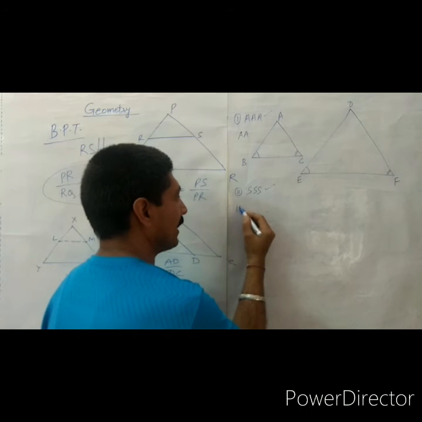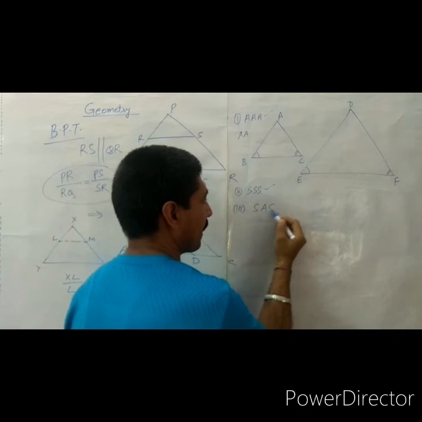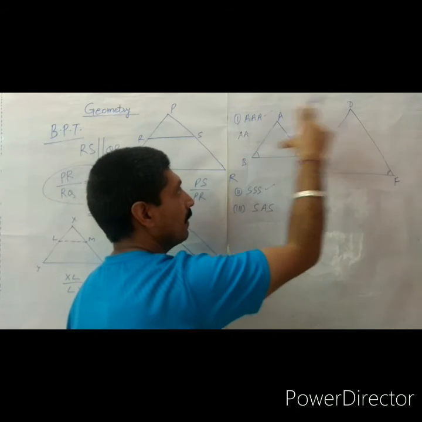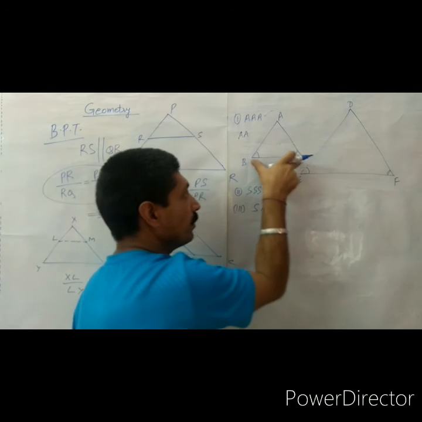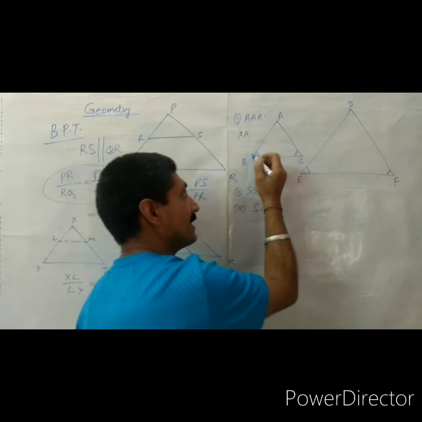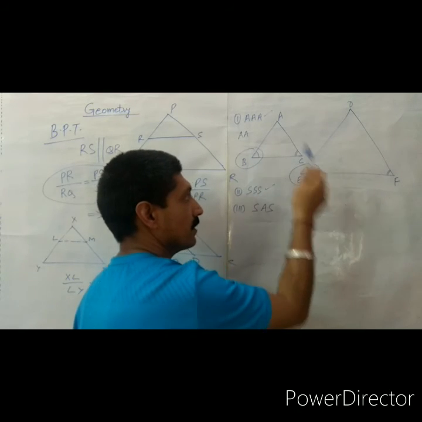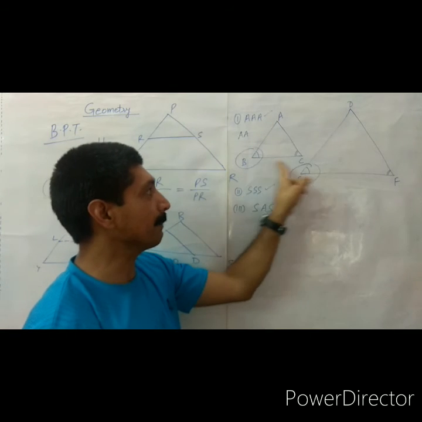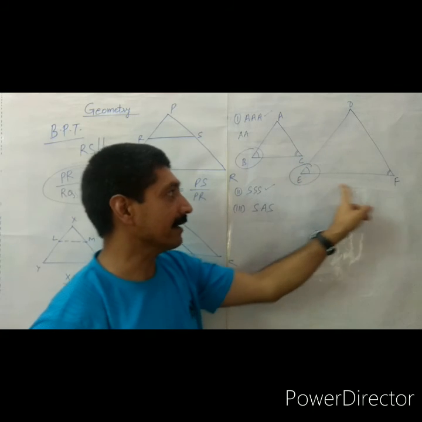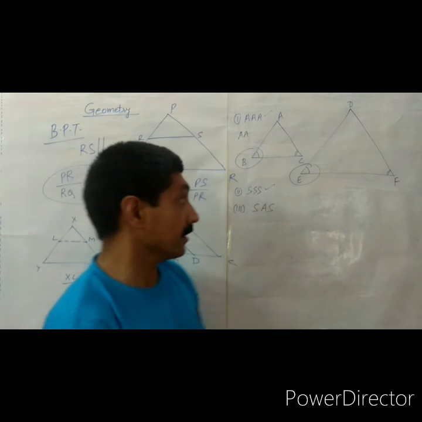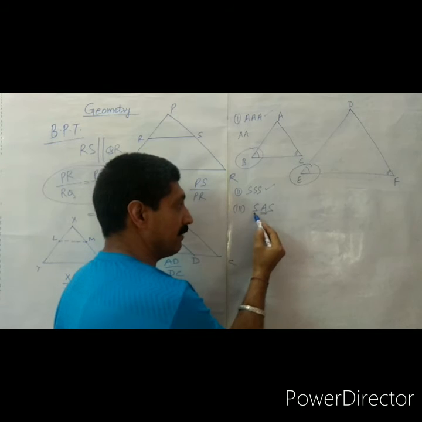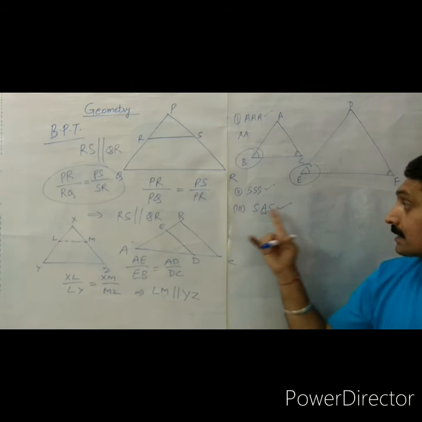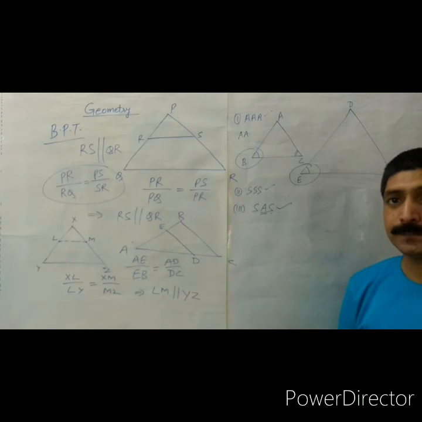And the last one is side angle side. If 2 sides and the angle between them, if AB upon DE is equal to BC upon EF and this angle B and E, the important condition is the angle must be between the sides. We are talking about AB and BC, so here it is DE and EF. So here, dear students, this angle should be in between these 2 sides. This criteria is called the side angle side rule of similarity.